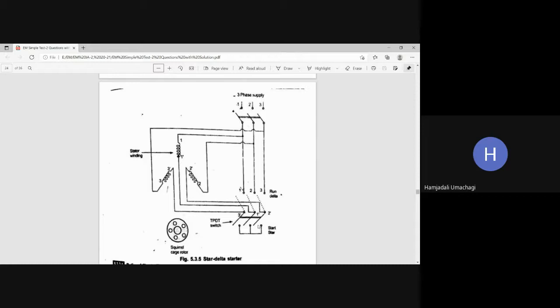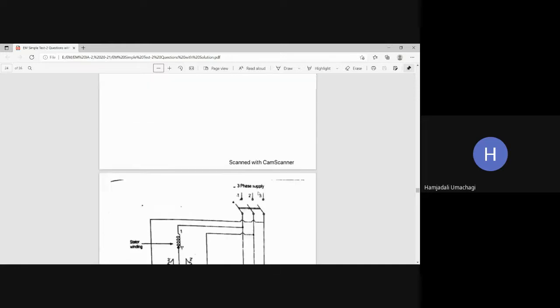So the main purpose of using the starter is to control the starting current. And during running condition, we cannot operate the induction motor all the time with the reduced voltage. So we are going to throw the switch to the other side, that is the delta position. This throwing of the switch from star to delta is done automatically with the help of relays. Okay, so this is the circuit diagram.